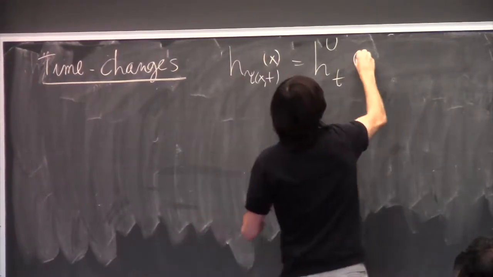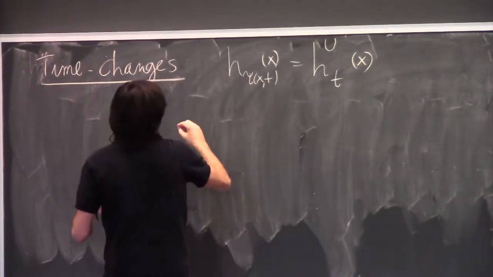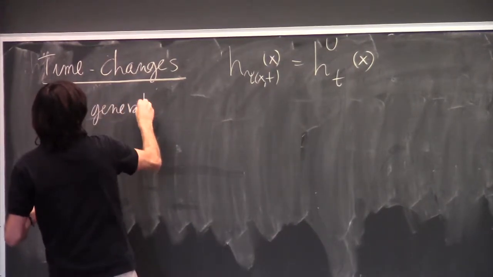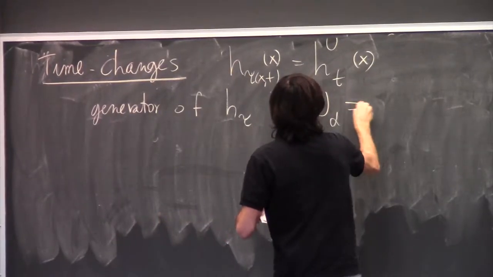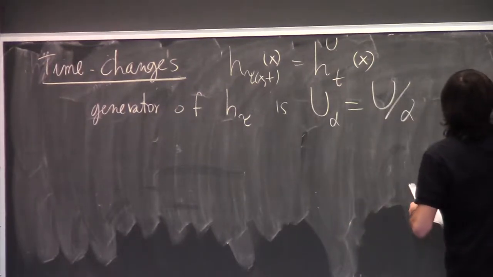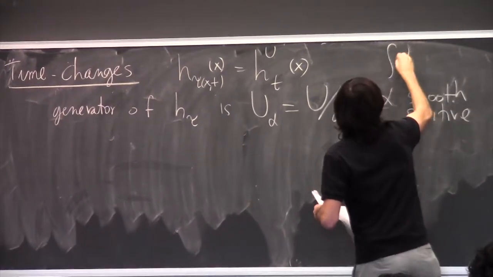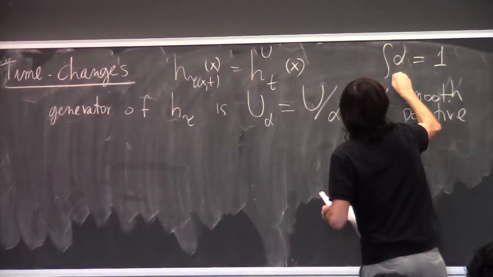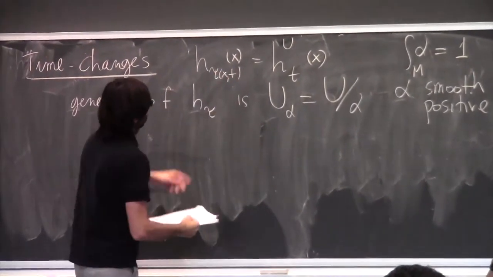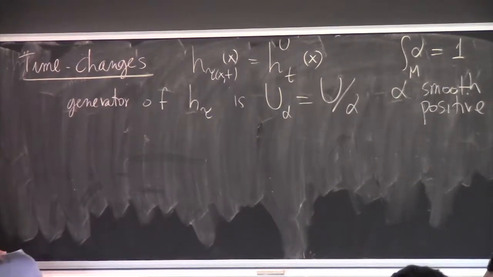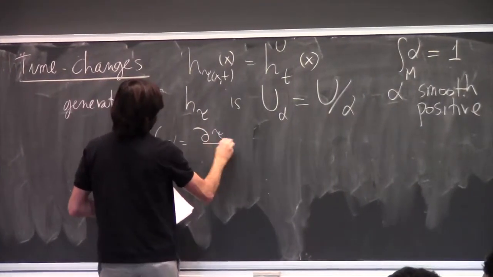So this means that the generator of our flow h tau is the vector field u over alpha, where alpha is some smooth positive function, and we also ask that the integral of alpha is 1 over n with respect to volume. So this is the setup, and alpha, by the way, is as usual the derivative of tau with respect to t at t equal to 0. So alpha can also be written as the partial of tau with respect to t.